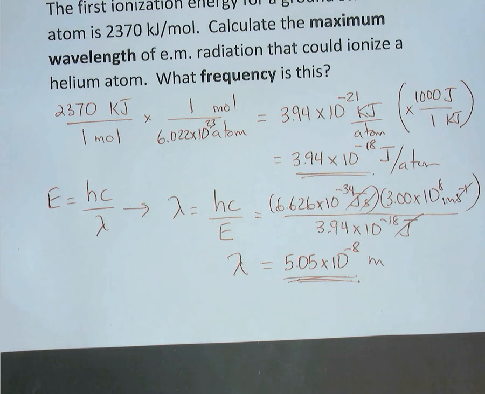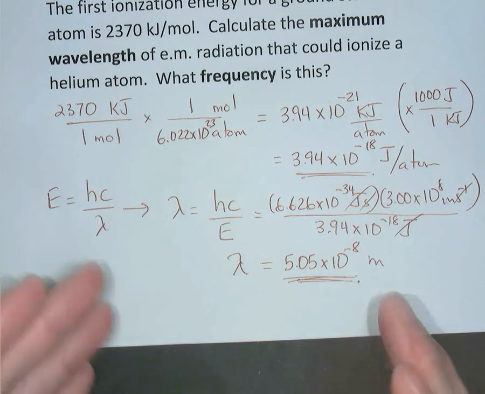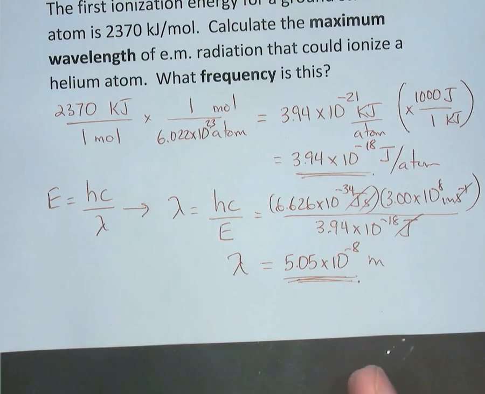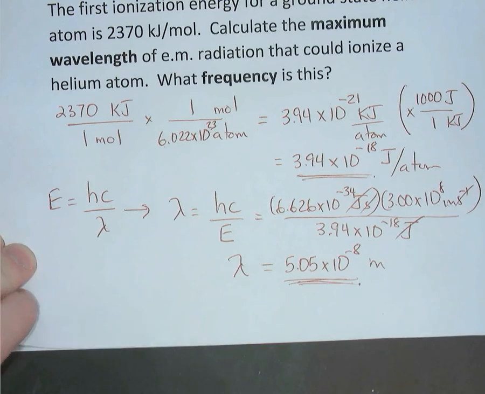So this wavelength gives us the exact amount of energy we need, but any wavelength shorter than this would have more energy than we needed. So they would also be able to ionize the atom. So this wavelength is the longest one that would work. Any wavelength shorter than this would also work because it would have more energy than needed.